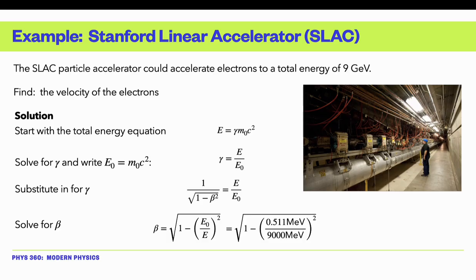When you do this calculation, you get that the beta factor is 0.999999984. I think I got all the 9s right there. So it's going at nearly the speed of light, just slightly under. All right, so that's it for this lecture.